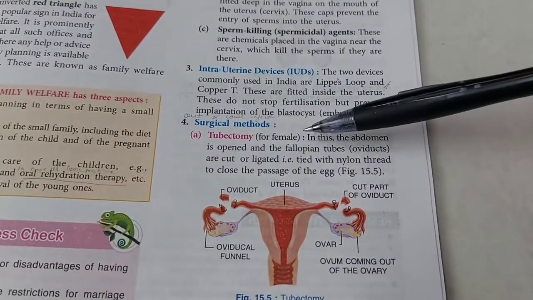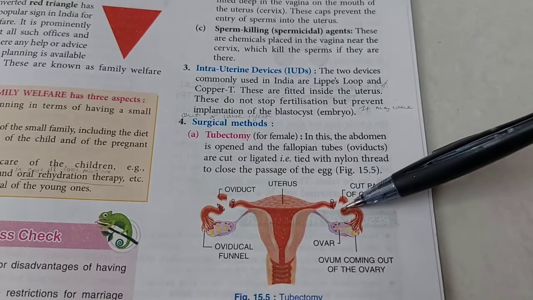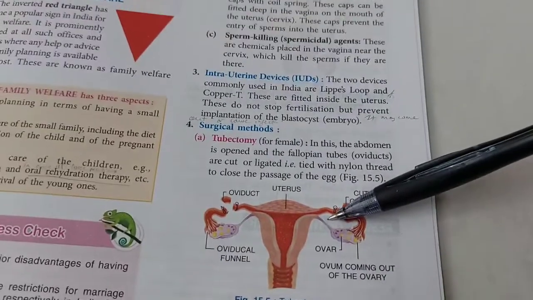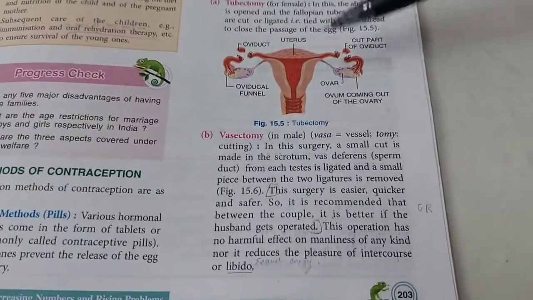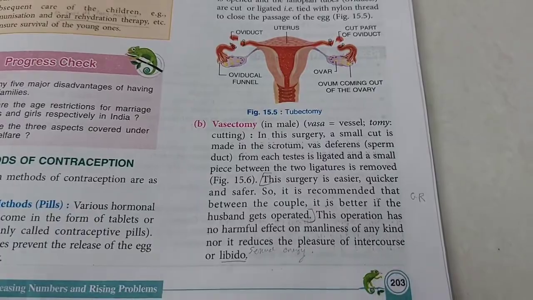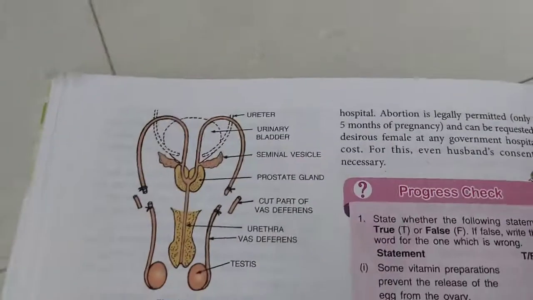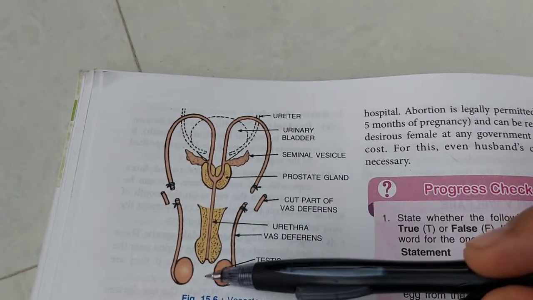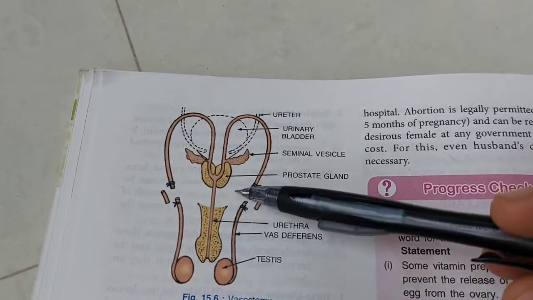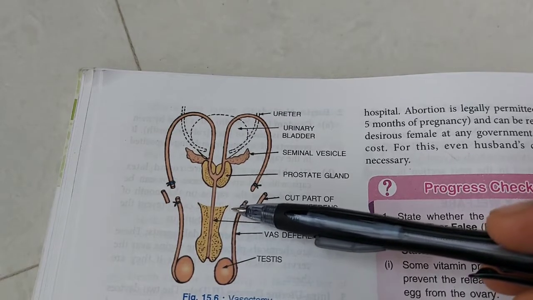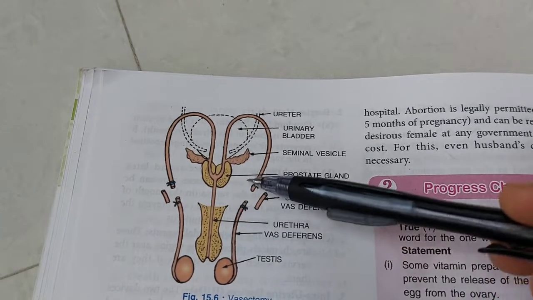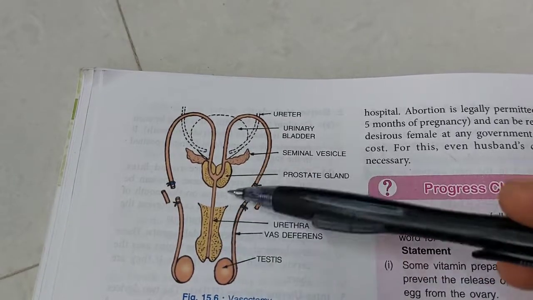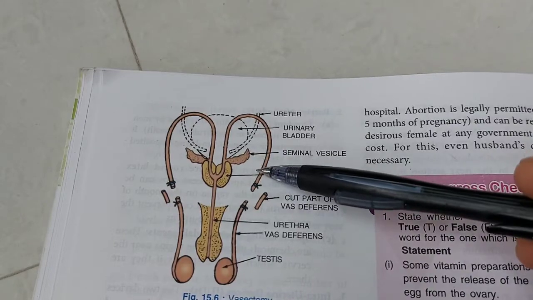Next, surgical methods. Tubectomy means cutting off the fallopian tubes and tying them up so that the ovum does not reach the fallopian tube, so no fertilization can take place. Vasectomy means cutting off the vas deferens. So if the vas deferens is cut off, then the sperms will not be able to be part of the semen. This does not affect the manliness of the person or reduce the pleasure of sexual intercourse or cause any side effects at all, because the juices will still be released by the seminal vesicles, prostate gland and all, and semen will come out, although without sperms. So pregnancy will become impossible.